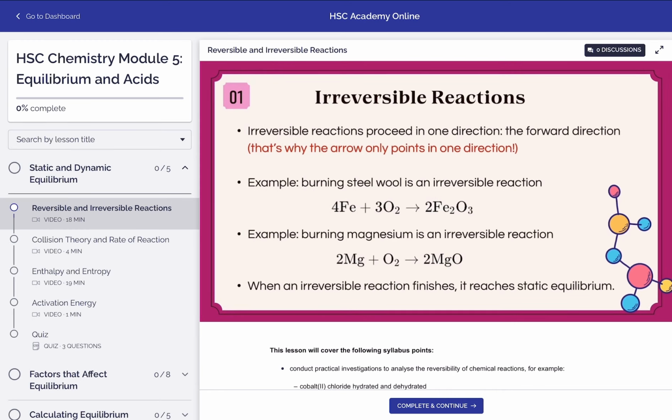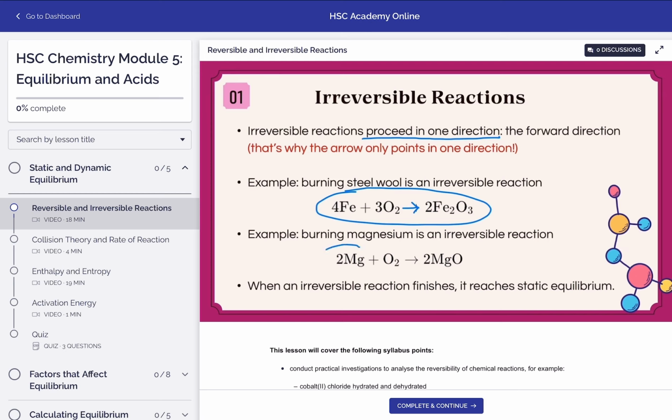Irreversible reactions. So what are irreversible reactions? Irreversible reactions proceed in one direction, and that is the forward direction only. That's why in our chemical equations for irreversible reactions, for example over here, we have the chemical equation for burning steel wool, which is an irreversible reaction. The arrow is only pointing in one direction, and that is the forward direction.